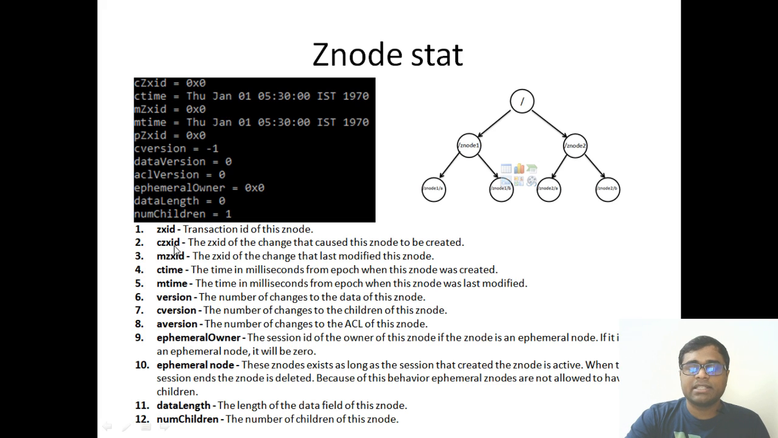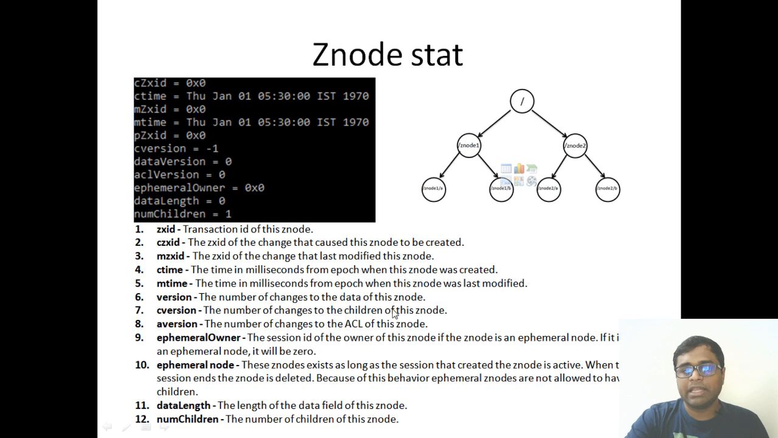Now, what exactly does CZX ID mean? It is basically the ZX ID of the change that caused this node to be created. MZX ID is the ZX ID of the change that last modified this node. This is basically the last modified transaction ID. C time is the time in milliseconds from epoch when this node was created. M time is the milliseconds from epoch when this node was last modified. Here M means modification.